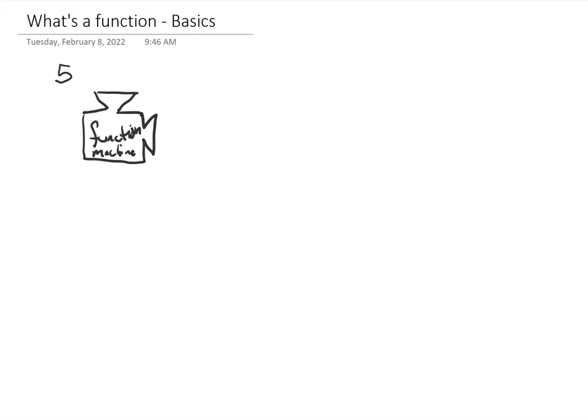Okay, now here's how this works. The function machine accepts input. What's input? In other words, things that I'm giving it. The input is going to go in here and something's going to happen to it. Right now, I have no idea what happens, but as soon as it finishes, it is going to give me output.